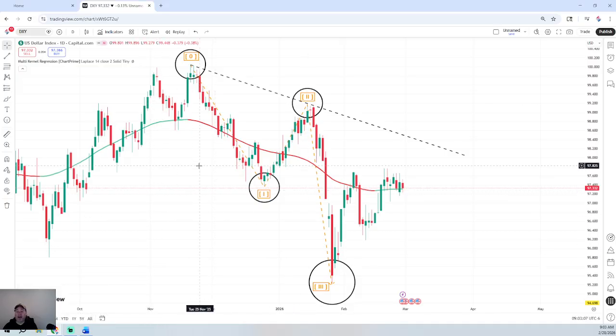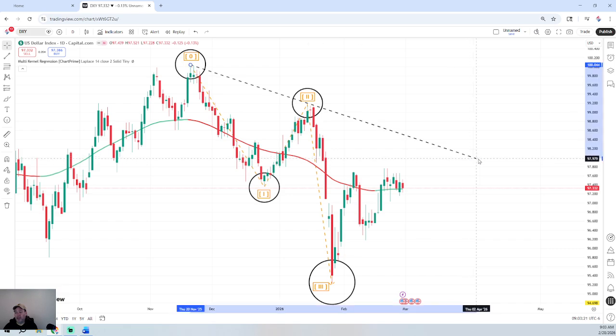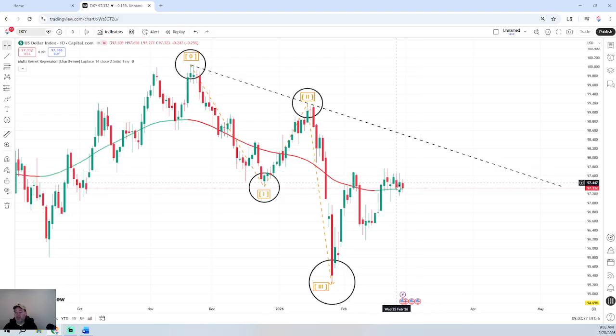Okay, so we have the dollar index put up here. Dixie is the symbol. We have the daily chart pulled up. As you can see, this week it was pretty choppy in the dollar index. There was not much action here.